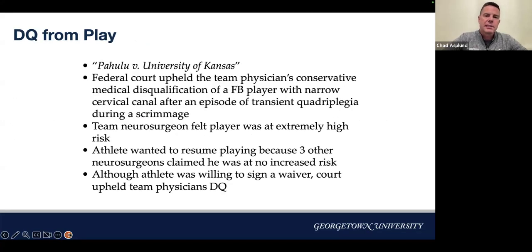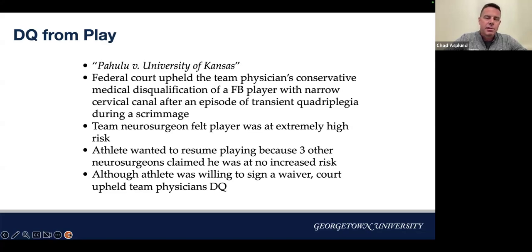So a couple cases that really are key cases and ones to know. Pahulu versus the University of Kansas. The federal court initially upheld the team physician's conservative medical disqualification of a football player with a narrow cervical canal. The team neurosurgeon, or the neurosurgical consultant, felt like the athlete was at extreme risk.